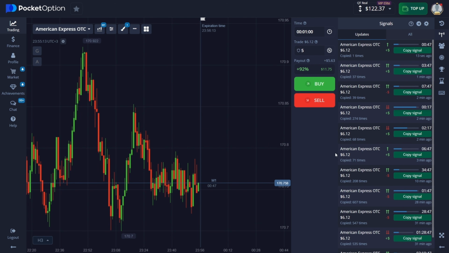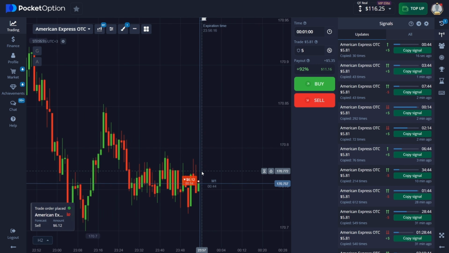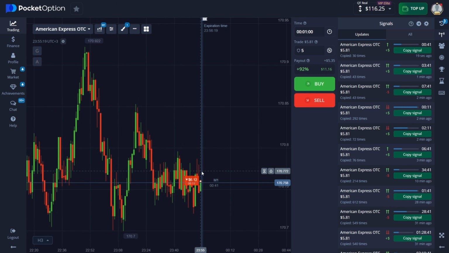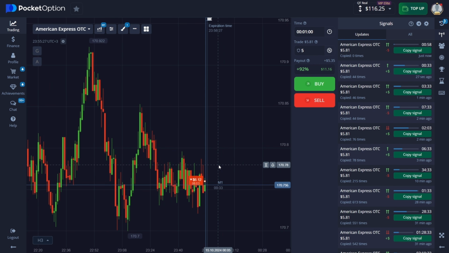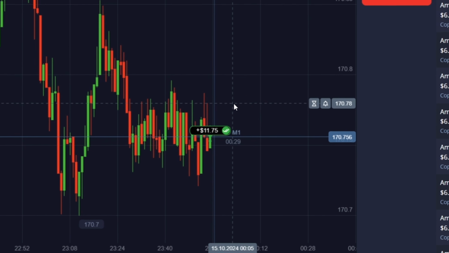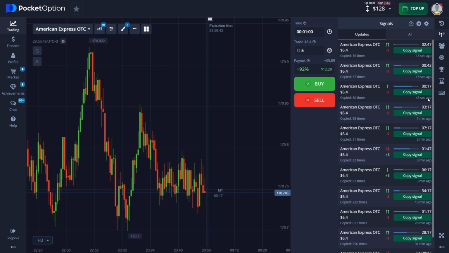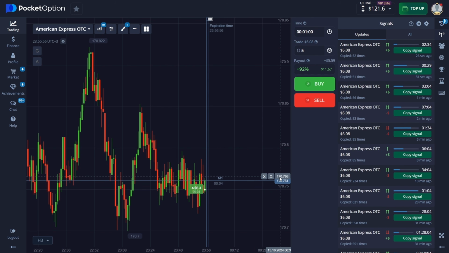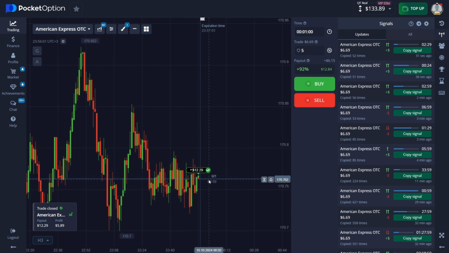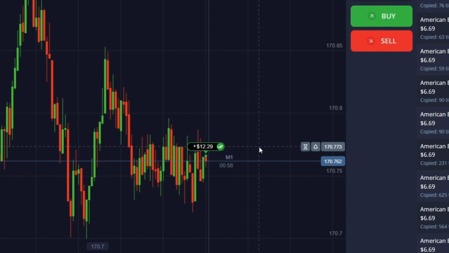Here we have a trade with a good number of copy times, 90, and this was a 22-second downside move. I copied it and the trade is currently in our favor. With only a few seconds left, we won. Let's take another trade. Here we have a signal for a 15-second trade which I copied. This was an upside trade for 10 seconds and the trade is currently in our favor. And we won. Now my balance is $133.